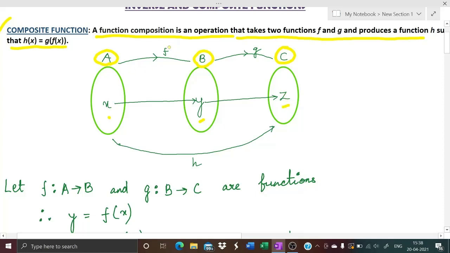Now, suppose I define a function f. F is a function which maps X to Y, and g is another function which maps B to C. Now, if I define another function h which will map A to C, then this function h is a composite function of f and g.